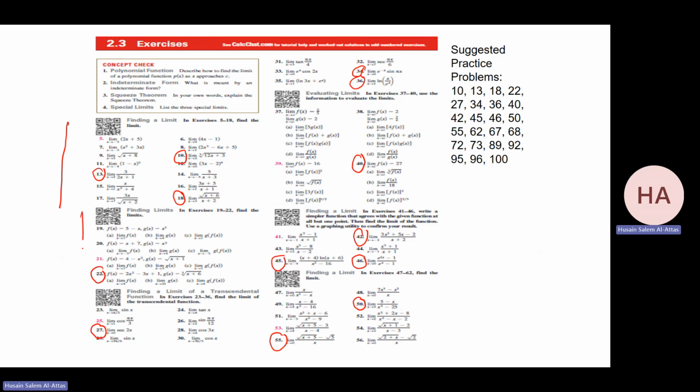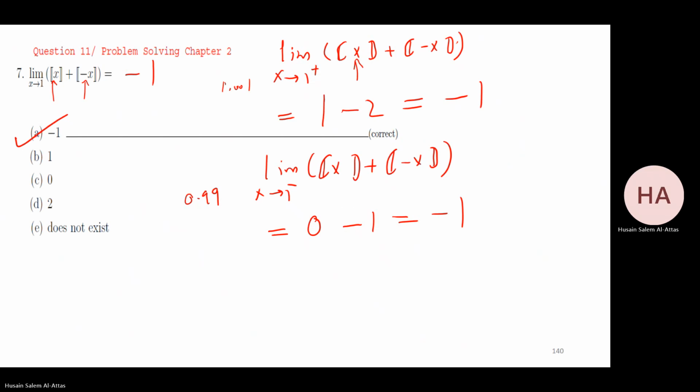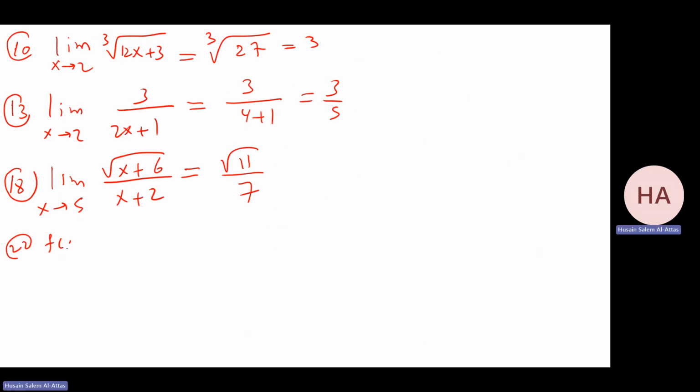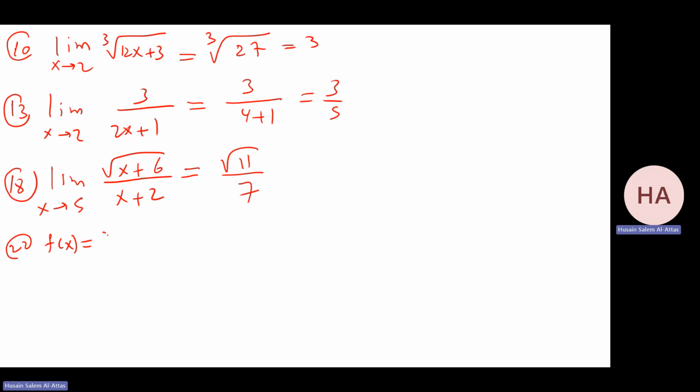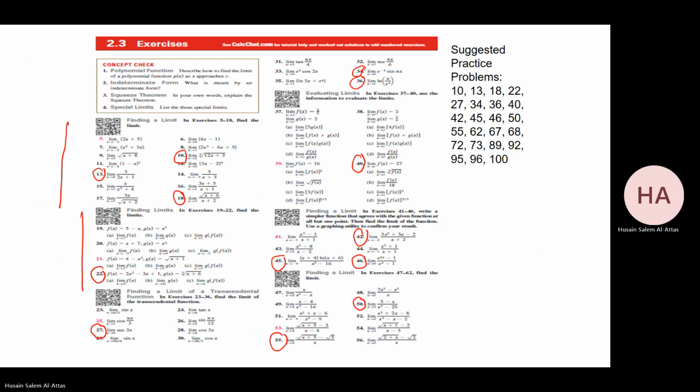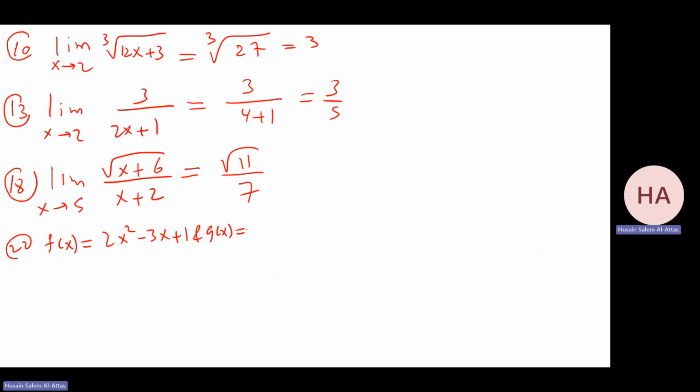Now the questions here are the same, it's only substitution, but now we can deal with it as function of function. So I have f of x, I will do 22. f of x equals 2x squared minus 3x plus 2, and g of x equals cube root of x plus 6.